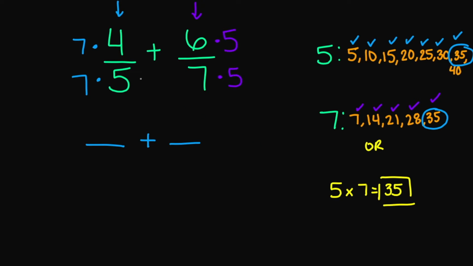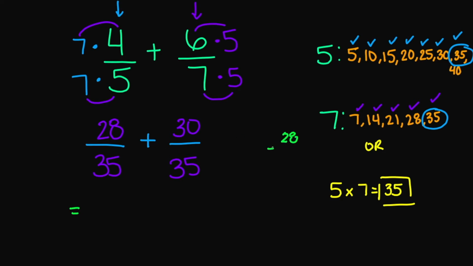So it's perfect. So let's start here. 7 times 4 is 28. 7 times 5, we're going to get 35. And then we have 6 times 5, that's 30. And then you have 7 times 5 is 35. Now that my denominators are the same, I'm going to add my numerators. So 28 plus 30 is going to give us 58. So my numerator is 58, and my denominator is going to be 35.